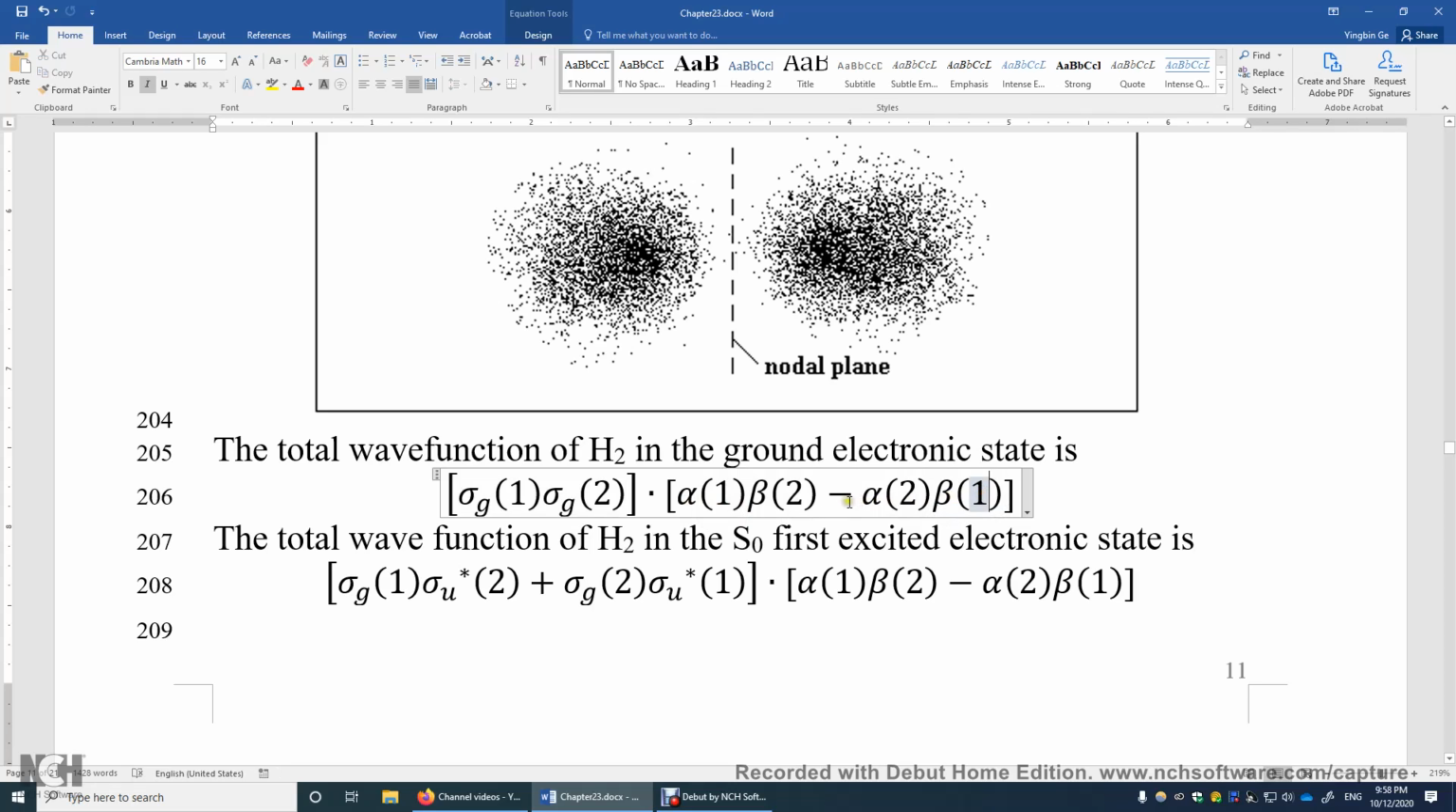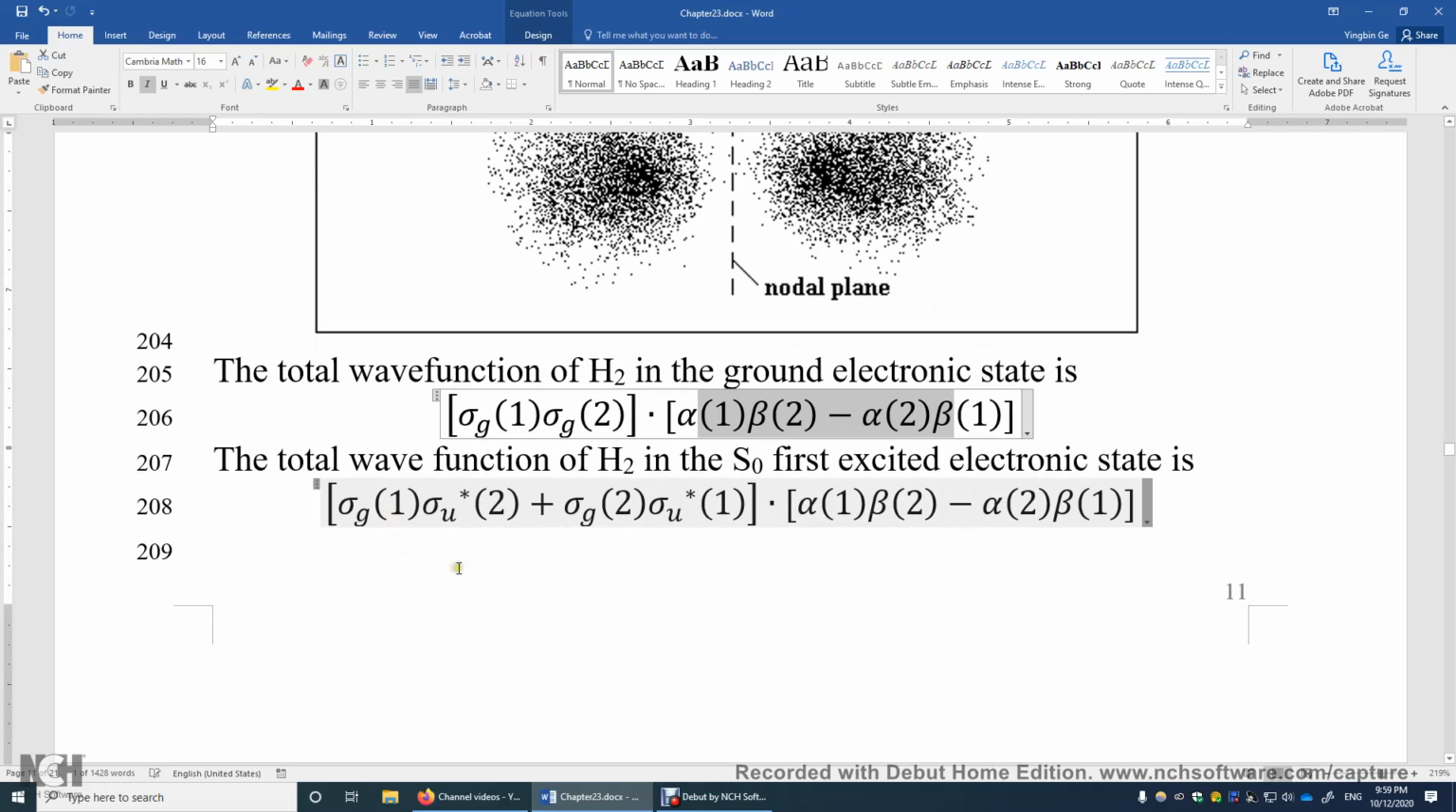Right? So let's try this. Let's replace 1 with 2, 2 with 1. And then you get alpha 2 beta 1 minus alpha 1 beta 2. The sign changes. So again, this is symmetric. This is antisymmetric. The product is therefore antisymmetric.